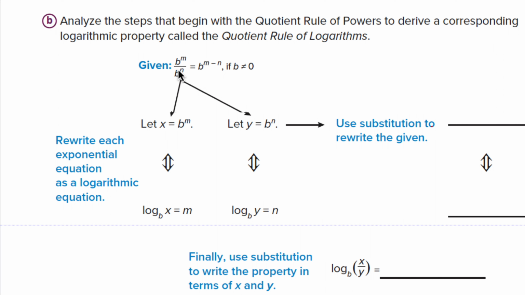We're going to start in a similar way here. We have b to the m divided by b to the n, and that equals b to the m minus n. And we do have to put b can't equal 0 here because you can't have a 0 in the denominator. We already know that. Can't divide by 0.